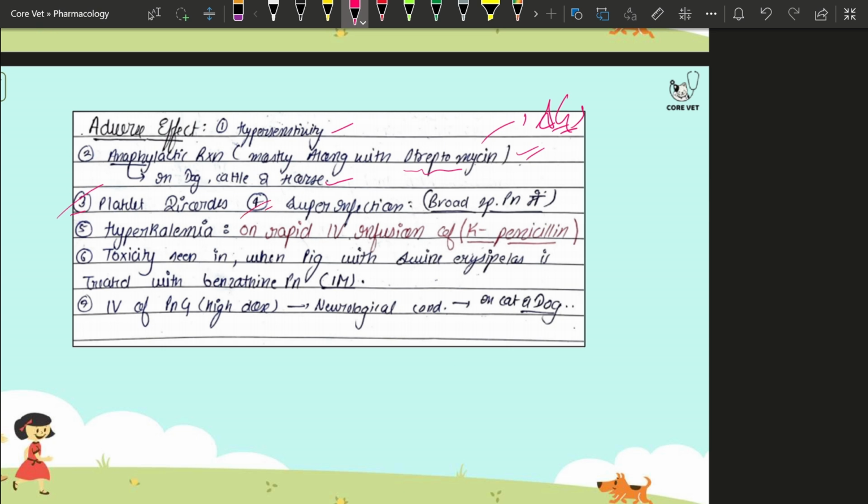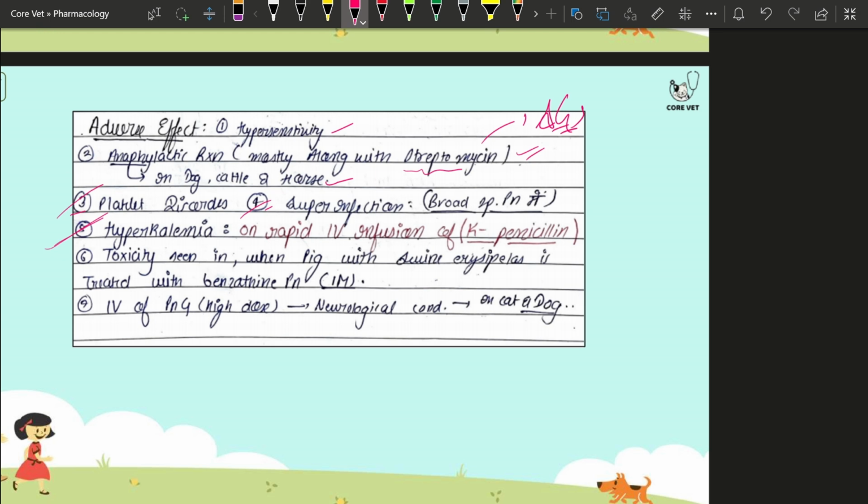Okay, and a condition of hyperkalemia is also observed when we give a rapid infusion of potassium penicillin through the IV route. When there is a rapid IV infusion of potassium penicillin, a situation of hyperkalemia could be observed, right?